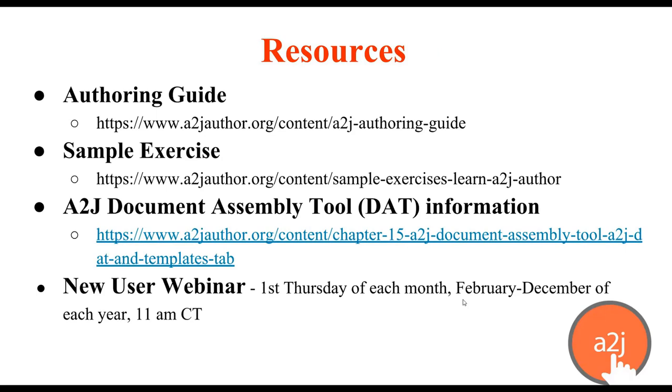Additional resources that might be helpful for you is our authoring guide first. The authoring guide is about 300 pages. It's a software manual, and it's available at a2jauthor.org/content/a2j-authoring-guide. It's also available under the Learn tab on our website at the top. And this will give you complete instructions on how to use any aspect of the software.